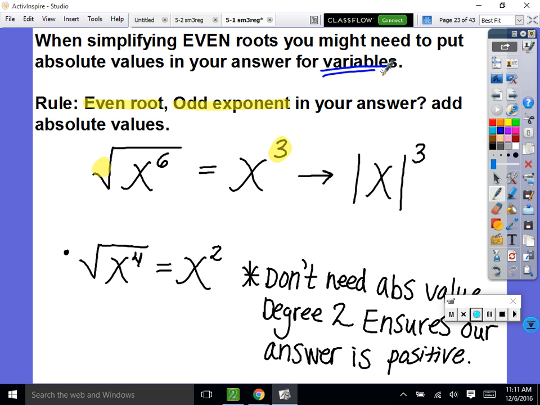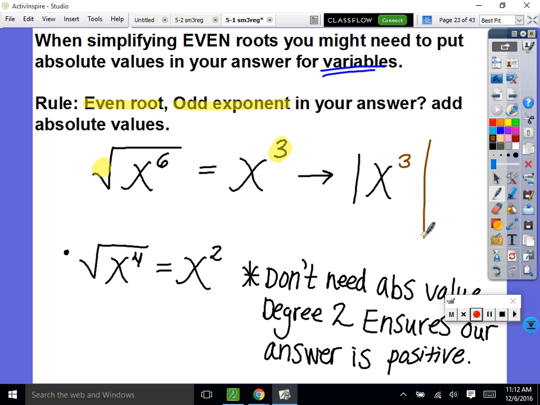But let's just get the rule written down first, and then I'll show you the rule and explain why. So if it's an even root, and your exponent comes out odd as an answer, then you need to add absolute values. And I messed this up. It should look like this. So we just add absolute values. There's our answer, and we need to add absolute values. Even root, odd exponent, add absolute values.